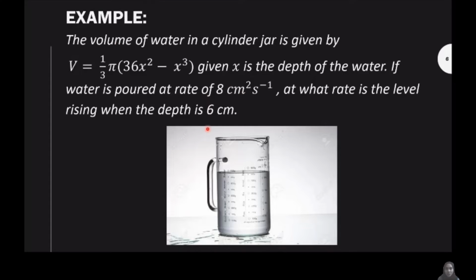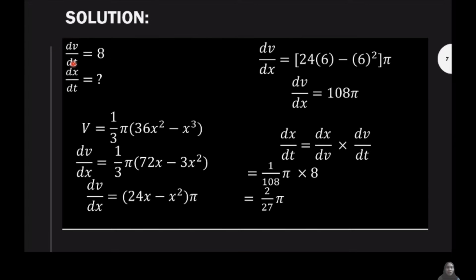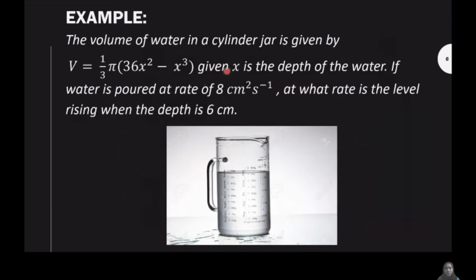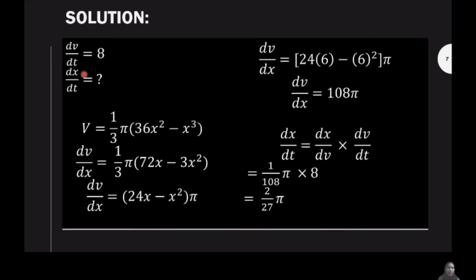Based on this question, we want to find the level rising of the water. So how do we solve this question? First of all, we have dV over dt equals 8, which is given in this question. And then we want to find dx over dt, which is the level rising of the water. Next, we have the equation V equals 1 over 3 pi times 36x squared minus x cubed.